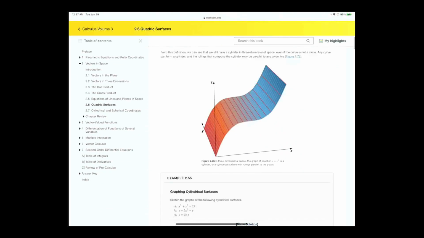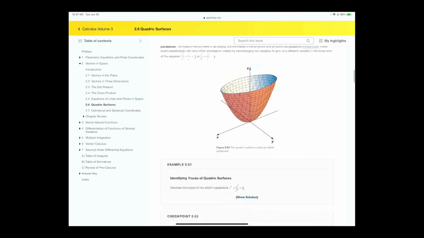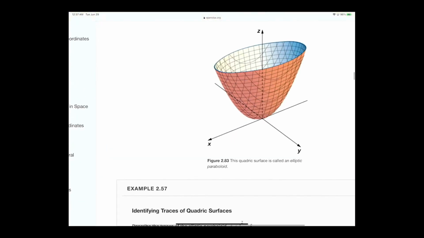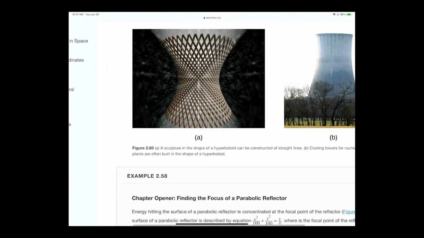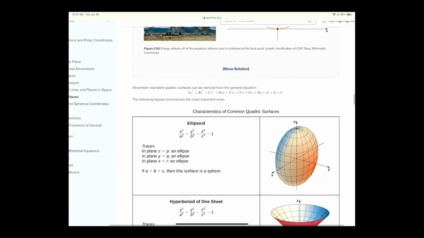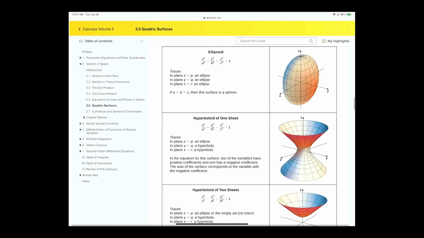Hey, look, it's our friend the cylinders. There's our friend elliptic paraboloid. There's our hyperboloid of one sheet. Here's all of our shapes.